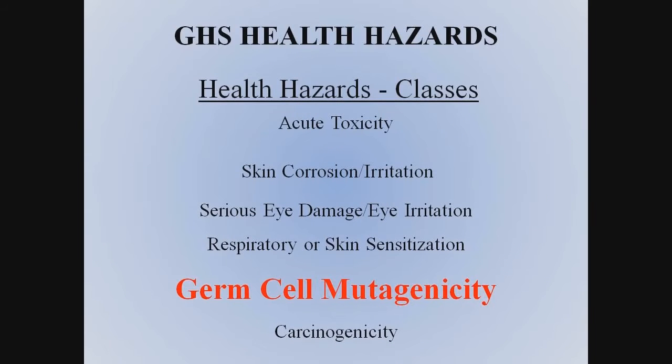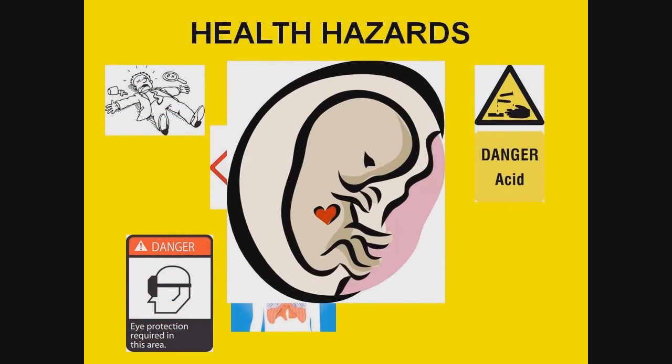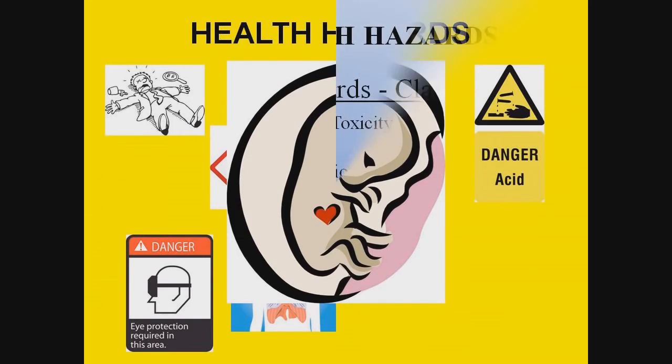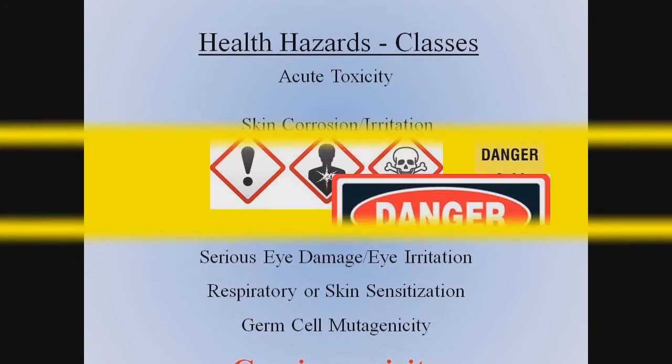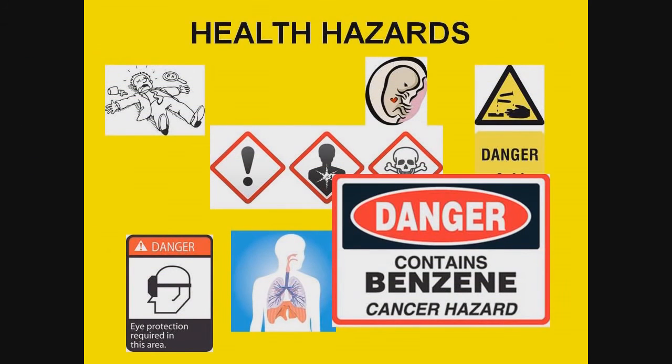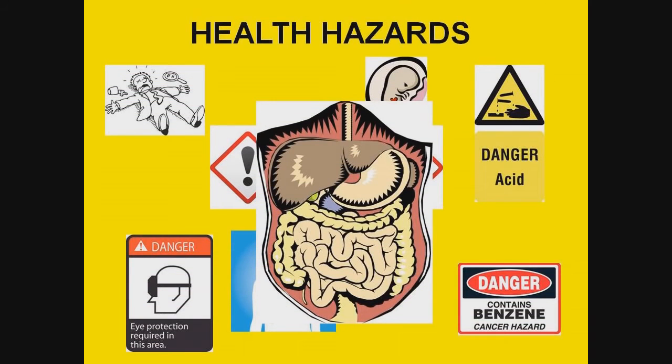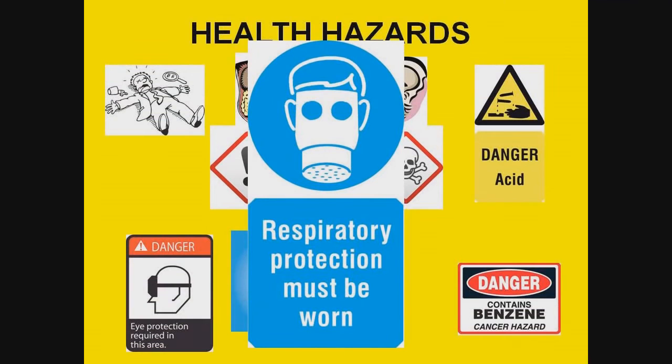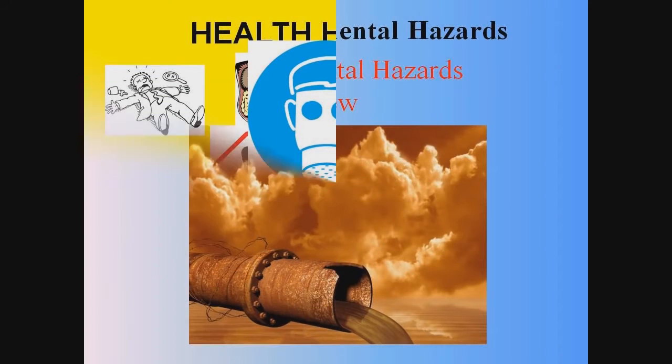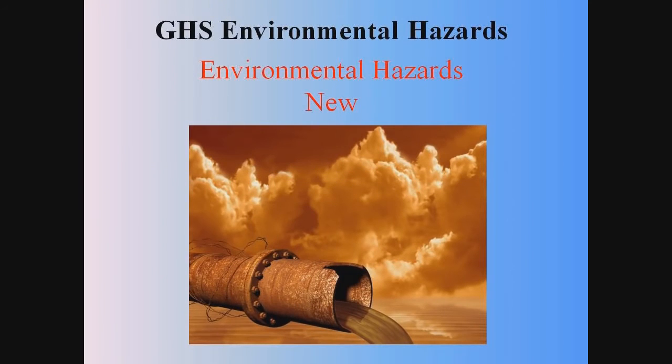Germ cell mutagenicity. These are chemicals which may cause mutations in the germ cells of humans, and then these mutations can be transmitted to offspring. Carcinogens. These are chemicals associated with causing cancers. Other toxic chemicals that affect the reproductive organs or other specific organs, and aspiration hazards. The third major hazard grouping is environmental hazards.